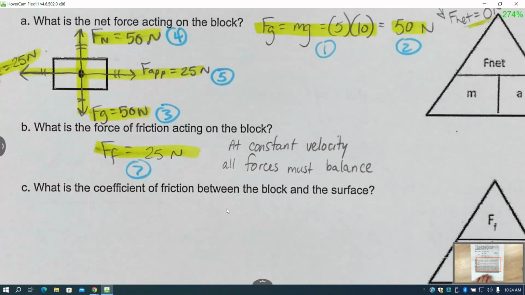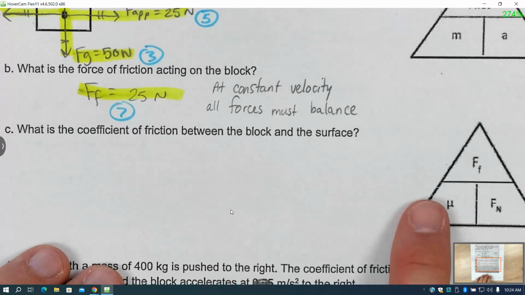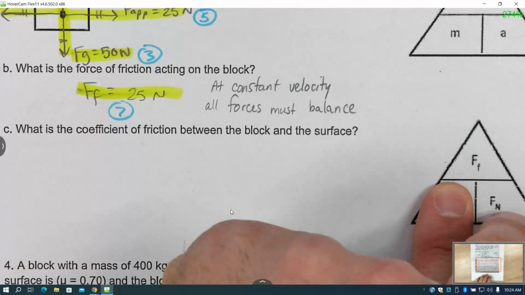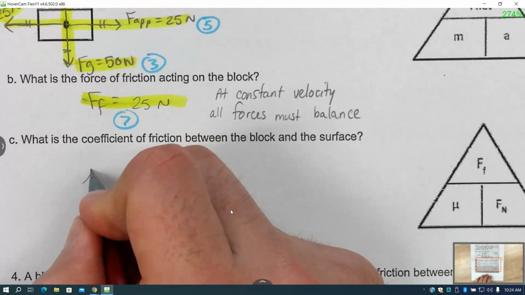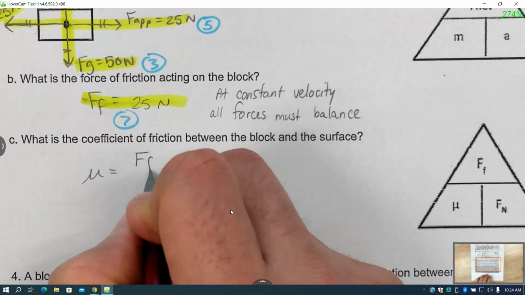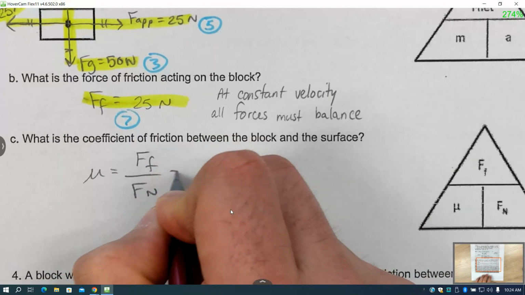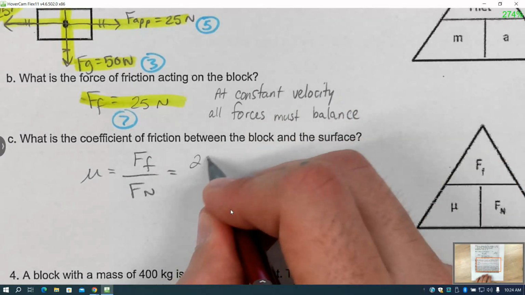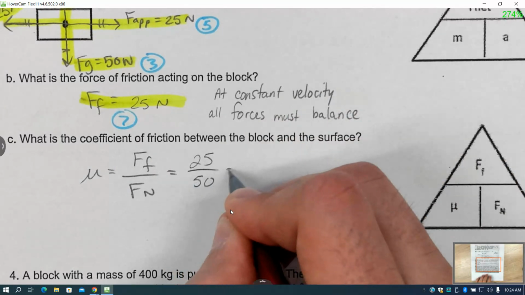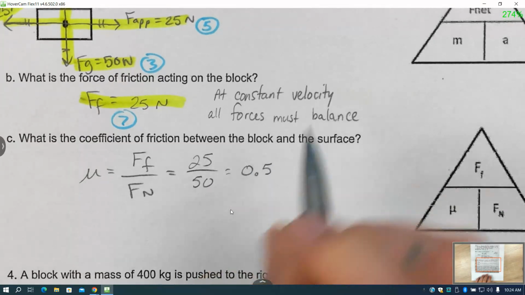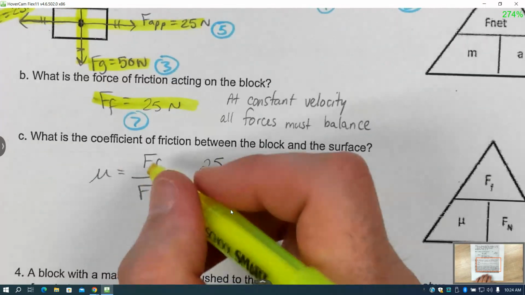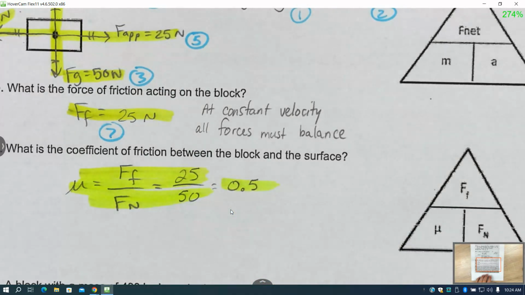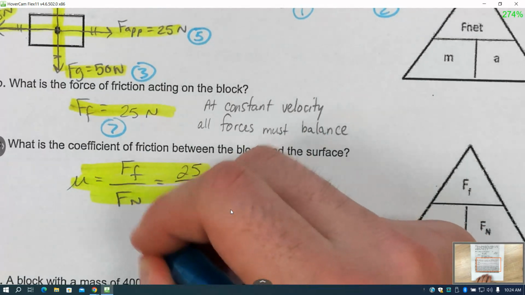And now they want the coefficient of friction. So coefficient of friction, when we cover that up, it's friction force divided by the normal force. So mu, coefficient of friction, FF over Fn. And so what we get left with is our 25 over 50, and we get 0.5, and there is no unit for the coefficient. So this would wind up being our 8th and 9th point.